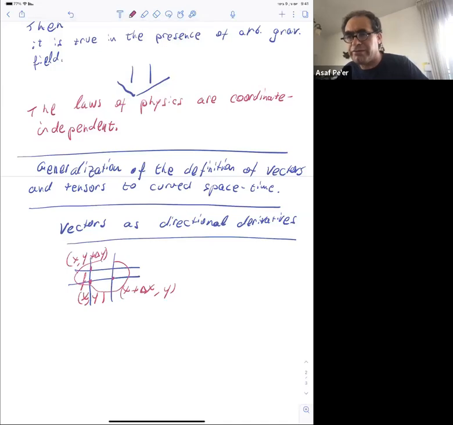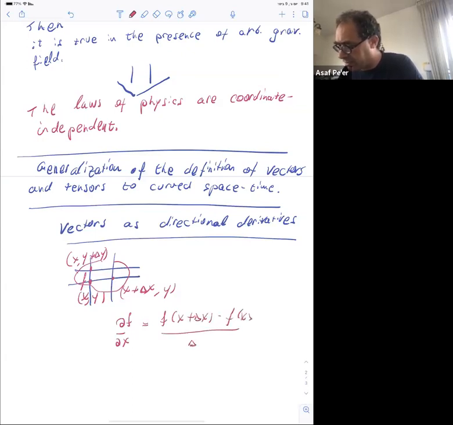And a partial derivative means what? That I'm changing f along the direction of one of the coordinates while keeping the other coordinates fixed. So df over dx is just f of x plus delta x minus f of x, divided by delta x, and taking the limit where delta x goes to 0. And y and all other parameters are fixed. This is the partial derivative of f with respect to coordinate x.